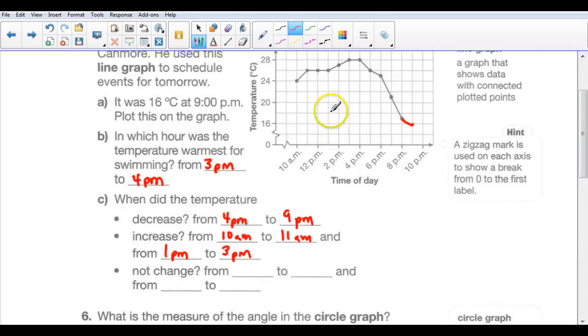When did it not change? Well, it's where the line is straight and horizontal, so it didn't change between 11 a.m. and 1 p.m. And then it looks like it didn't change at all between, again, 3 p.m. and 4 p.m.